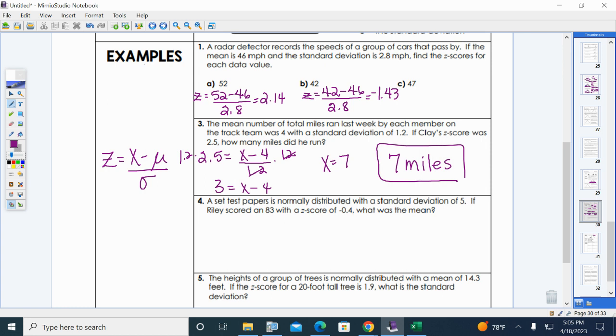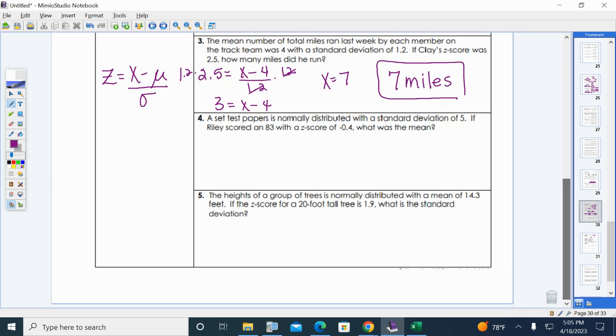The other example that I want to look at is example number 5. The height of a group of trees is normally distributed with a mean of 14.3 feet. If the z-score for a 20-foot tall tree is 1.9, what is the standard deviation? So z is 1.9. My data point is the 20-foot tall tree minus the mean of 14.3.